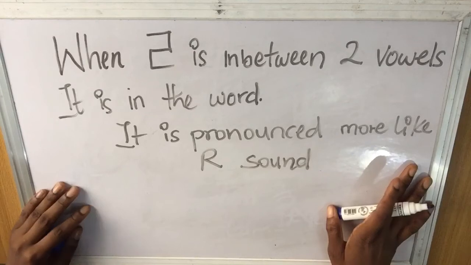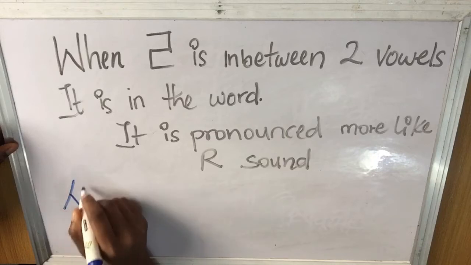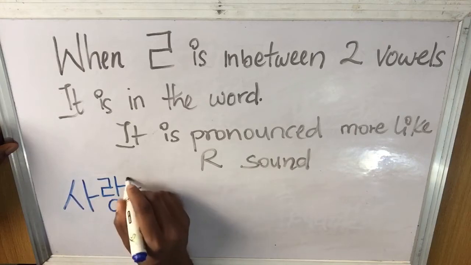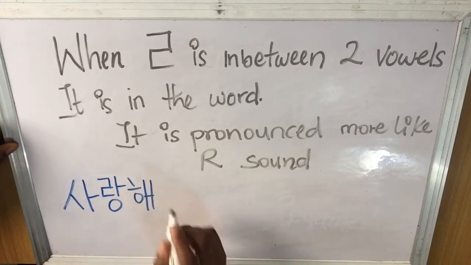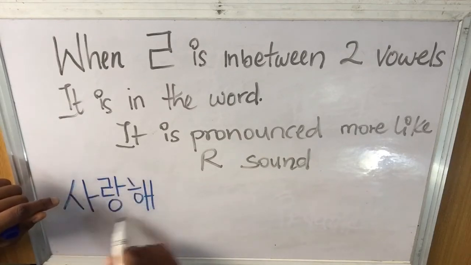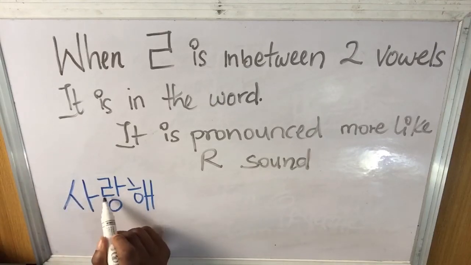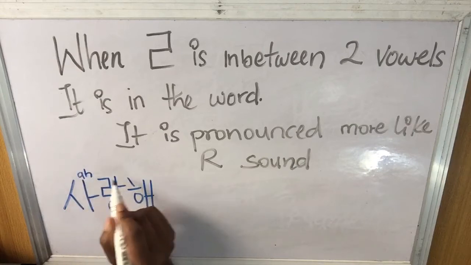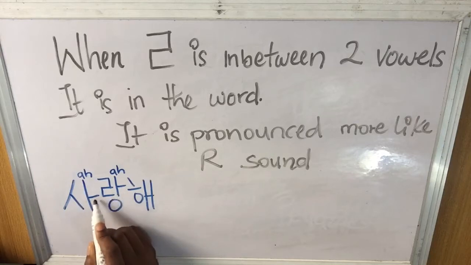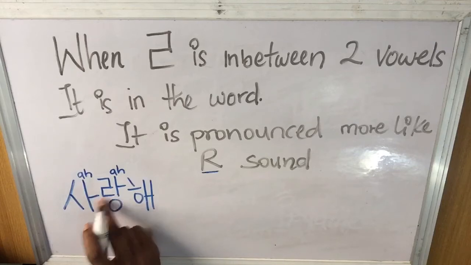Our last example for this one is a very famous K-drama word, 사랑해. Here, this is re. Re is found in the word. It's not ending the word. It's not starting the word. And here we have another a. So re is found between a and a, which are two vowels. So this one is pronounced more like an R sound.